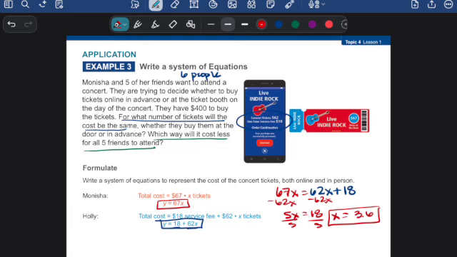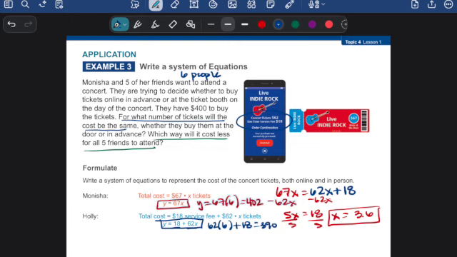Which way is cheaper for all 6 people to attend? Well, that's easy. We know x is going to equal 6, so we're just going to plug that into our equation. Okay, so for the first equation, 67 times 6, and we'd evaluate, and it would cost $402 to buy the tickets at the door. Okay, and then plug in 6 for the second equation. So 62 times 6 plus 18. This would cost $390 if you buy online.